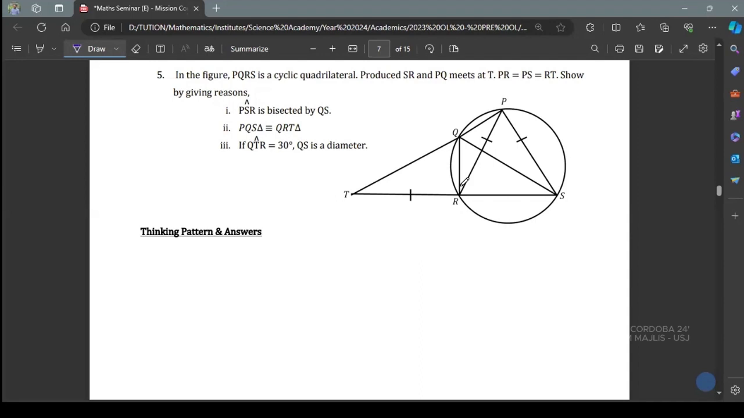PQRS is a cyclic quadrilateral. So when you read that part, you should quickly recall the theorems related to cyclic quadrilaterals. In your syllabus, only 2 theorems are there.